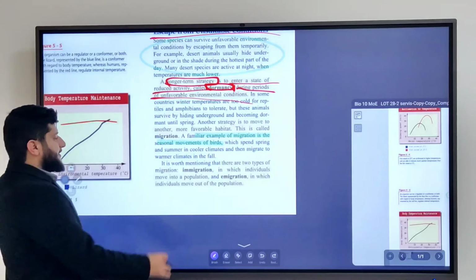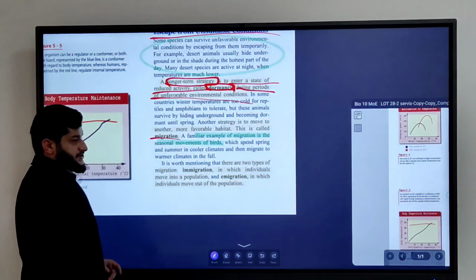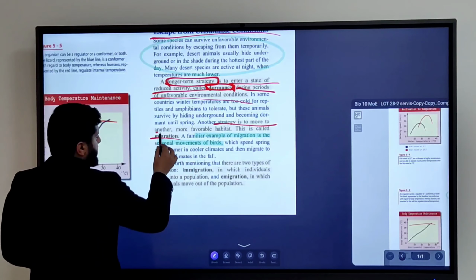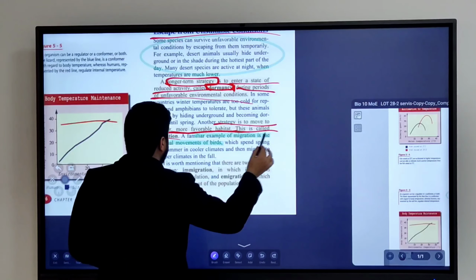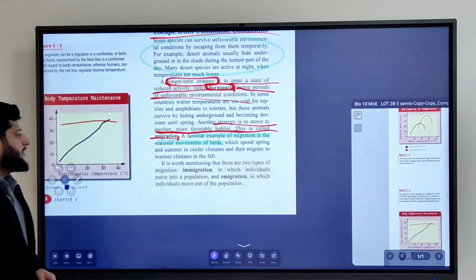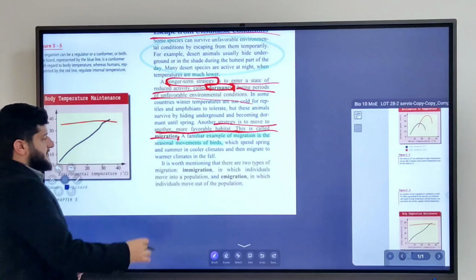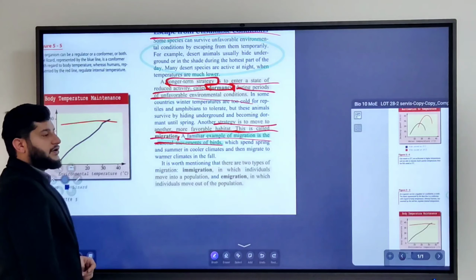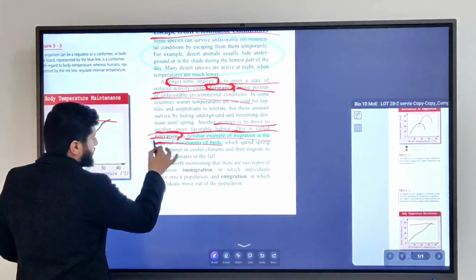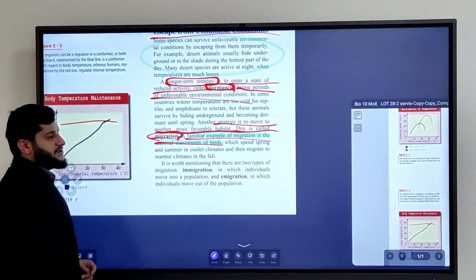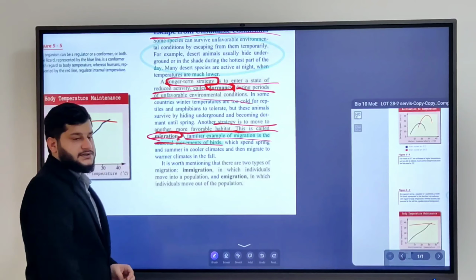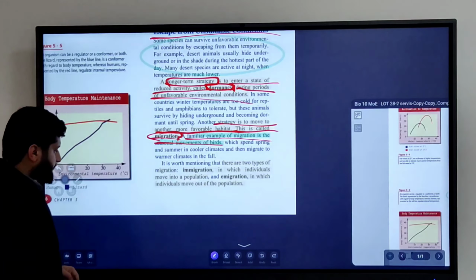Another strategy is migration. Migration is a strategy to move to another, more favorable place. This is called migration, as humans do. A familiar example of migration is the seasonal movement of birds. Any seasonal movement of animals is considered migration. We have seasonal movement of crabs, and a lot of other seasonal movements. Even whales migrate.